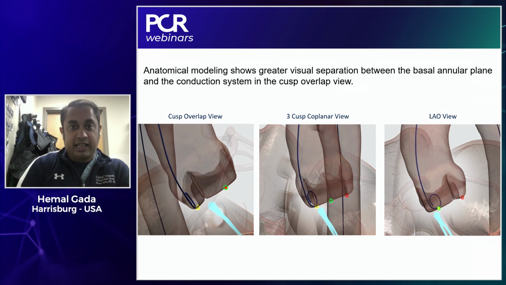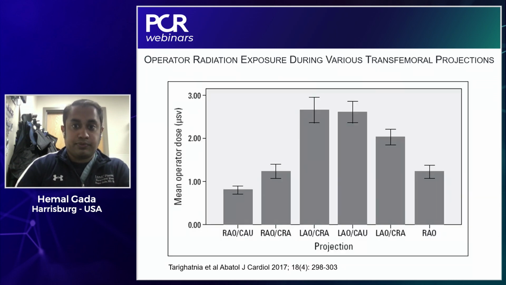This is not the case in the three cusp coplanar view and in the LAO view, where the non-coronary cusp tends to be foreshortened and/or overlapped with a variety of different cusps. In addition to that, the left ventricular outflow tract is also foreshortened. So you really lose that relationship that you get with such crystal clear clarity in the cusp overlap view.